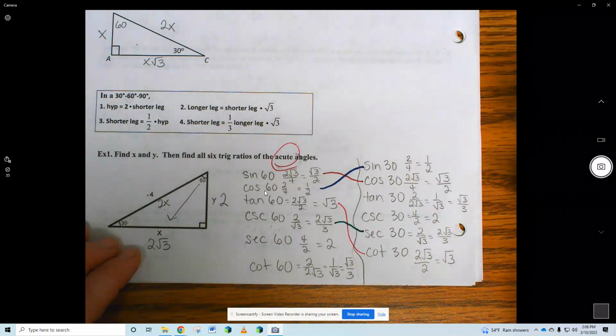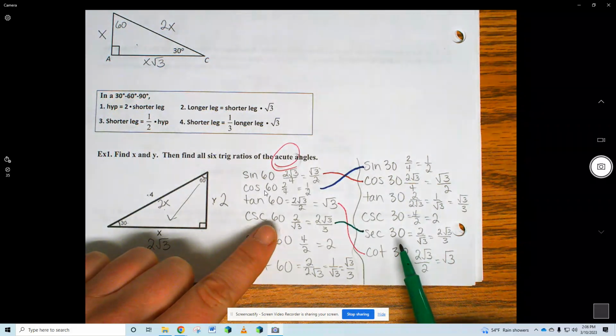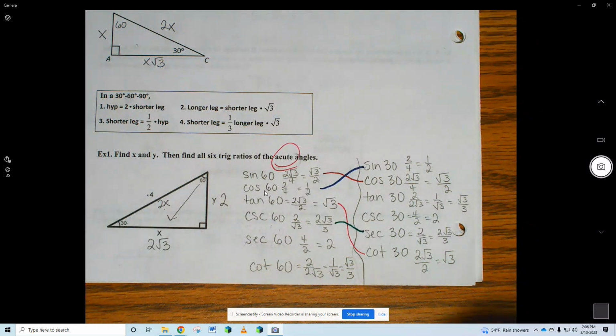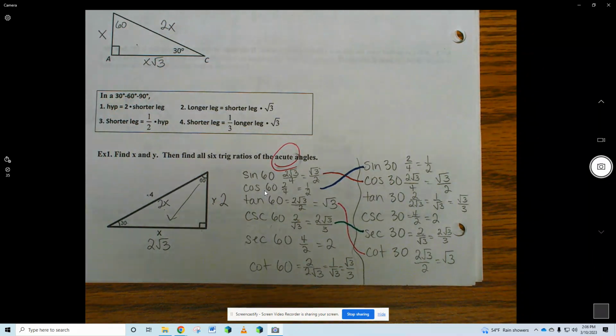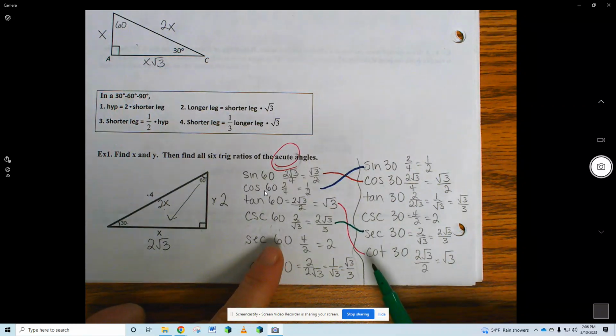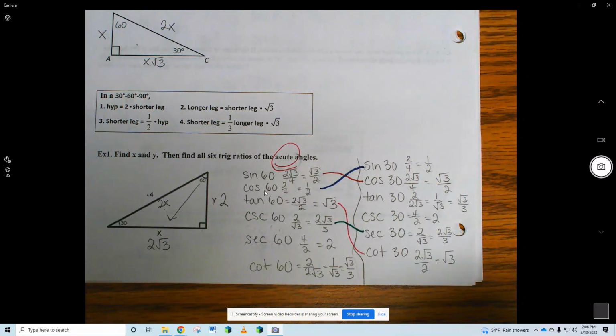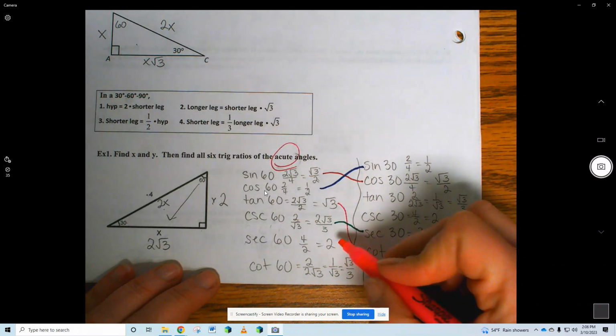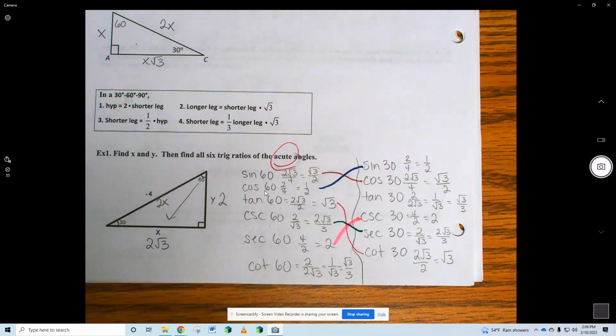Hey, what does 60 plus 30 make? 90. Okay. There's literally two more. Secant 60 matches with what? Cosecant 30. Okay. I'm out of colors. What am I missing?